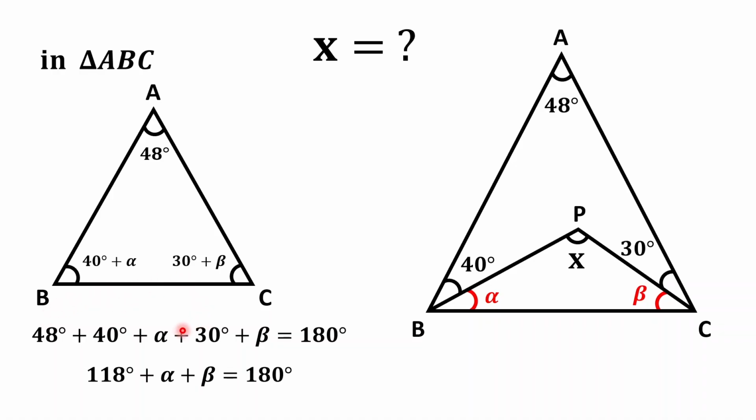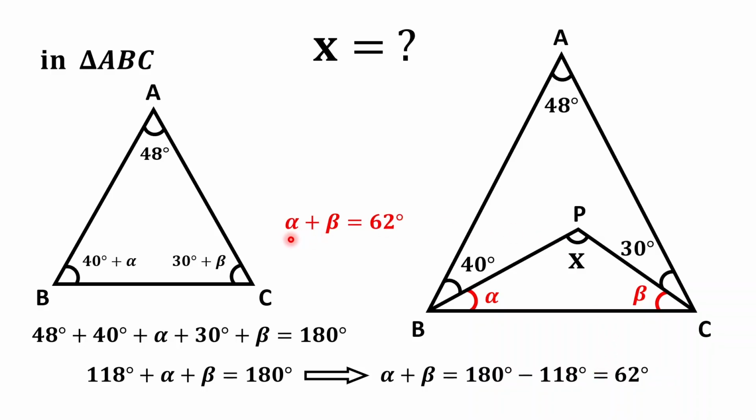Now, subtracting 118 from both sides, on the left side, 118 cancels out with 118, and on the right side, 180 minus 118 gives us 62. Therefore, now we know that the sum of alpha plus beta is 62 degrees.